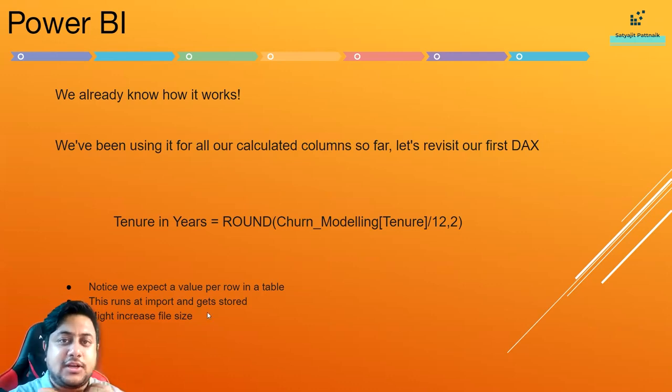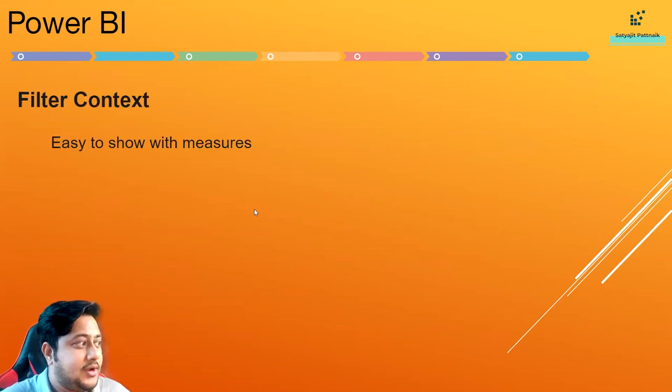The more calculated columns and measures you create, the larger the file size will be, and the more memory consumption there will be from the Power BI side. That was the main reason why we don't really use a lot of DAX functions. We use DAX only when it is required, or else we just try to use the inbuilt functions to get the output. Now, what is filter context? Easy to show with measures.